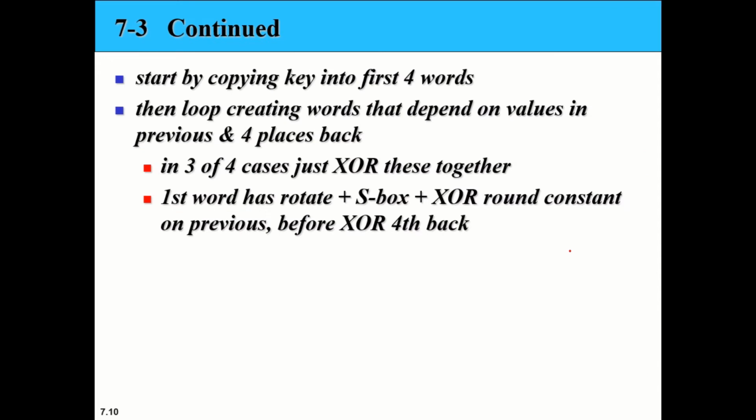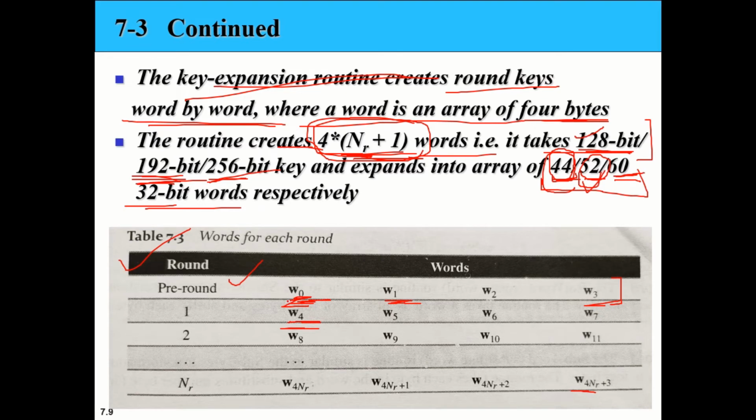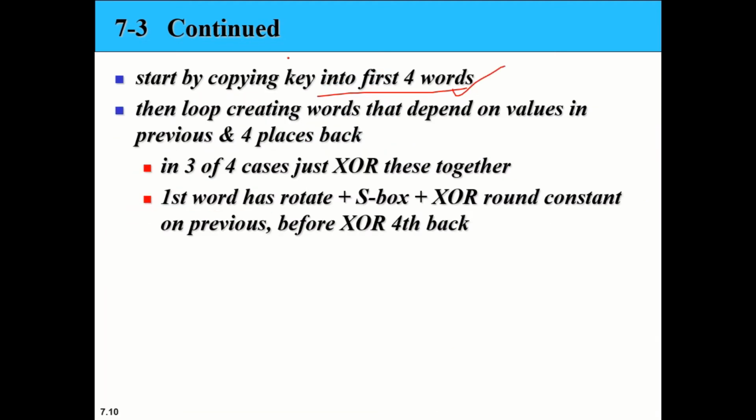What we do is we start by copying the key into the first four words. That is what I was telling you over here, that for the pre-round or the initial step, we consider the key as it is. So we have broken this key into four words and we have considered these four words as they are for the first round. This first round is called the pre-round. The actual first round starts from here. This initial round we call the pre-round, right? So we start by copying the key into the first four words.